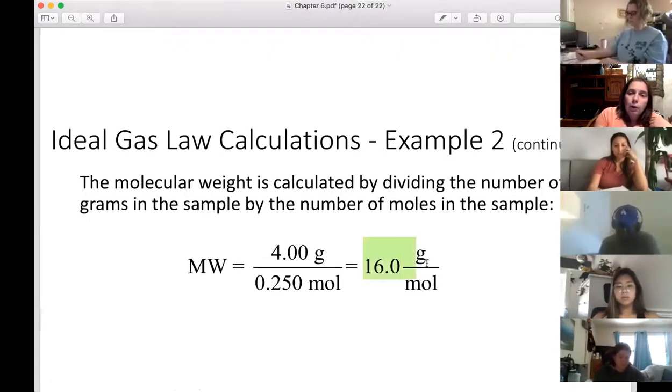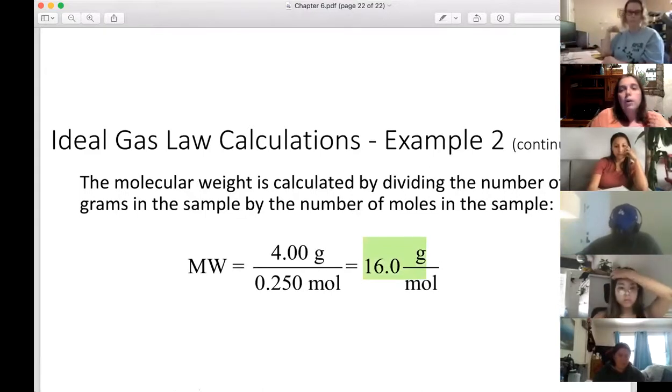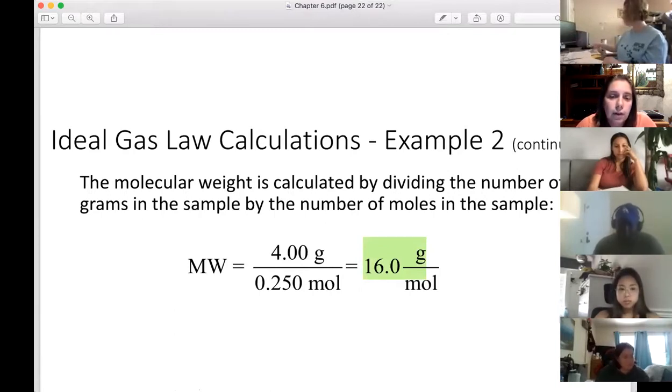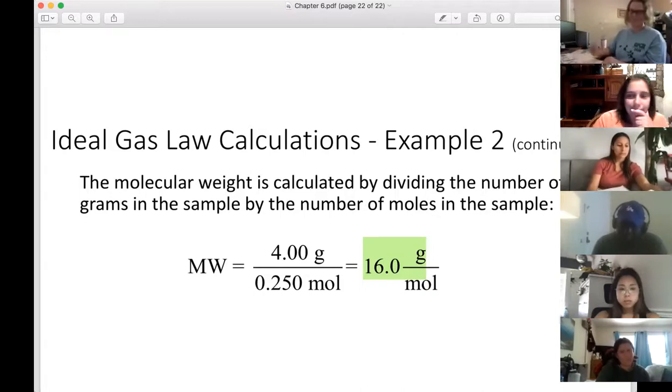Now, you all have been doing a lot of work. The answer is 16.0 grams per mole. What gas that's really important for life weighs about 16 grams per mole? I'll give you a hint. It's diatomic. What do we think? Maybe oxygen?